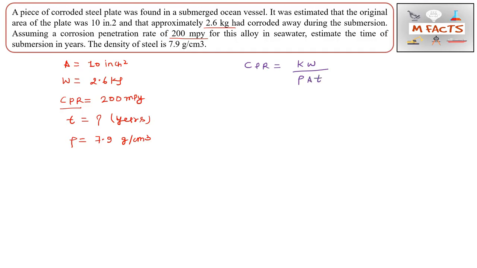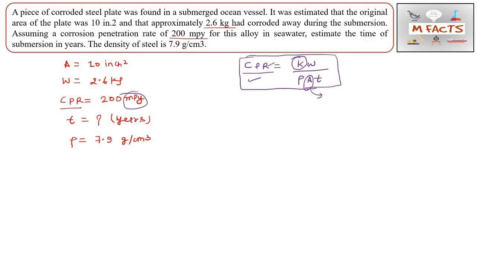Whenever you are doing this type of question, first of all, you should consider the unit of this CPR. What is the unit of this CPR? Okay, so this CPR unit is basically the turning point for this type of question. So this K value is also dependent on this CPR. The unit of this area A is also dependent on this CPR. Okay, so CPR here they have given in mils per year.